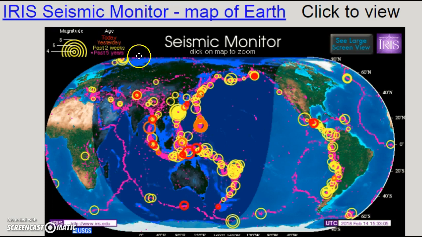And you're going to see that orange was yesterday, yellow is the past 2 weeks, and pink is the past 15 years. Look at the size of the circle. The smaller the circle, the smaller the magnitude. The larger the circle, the larger the magnitude.